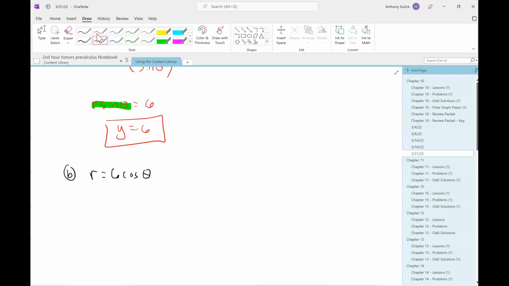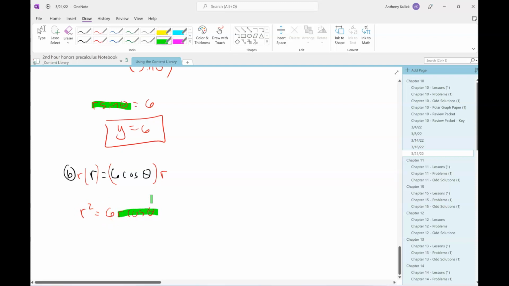Well, I'm going to start by squaring both sides. Nope, I lied. Let's not do that. That's harder. Let's multiply both sides by r. That's a better idea. I want to get the r squared, but I don't want to make a cosine squared. That feels like a mess. Everybody's okay with this? So I have r squared equals 6r cosine theta.